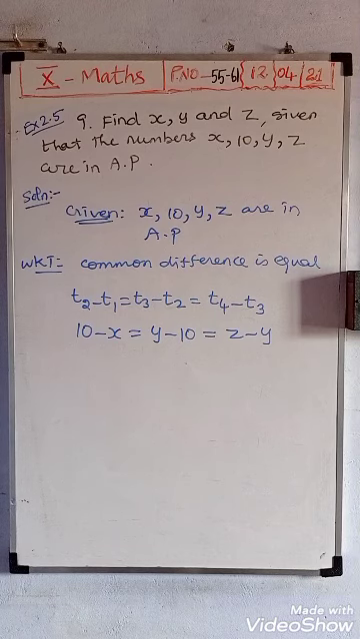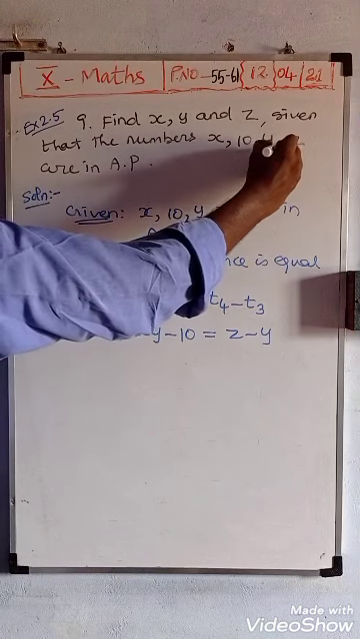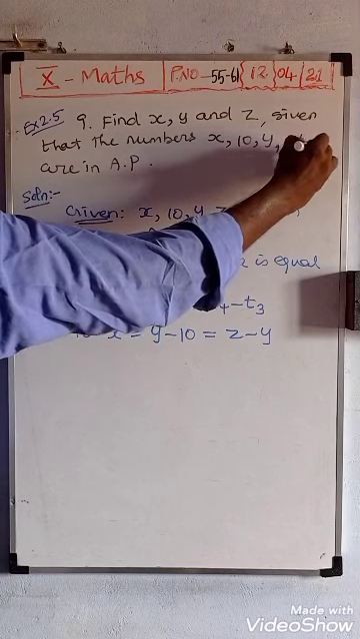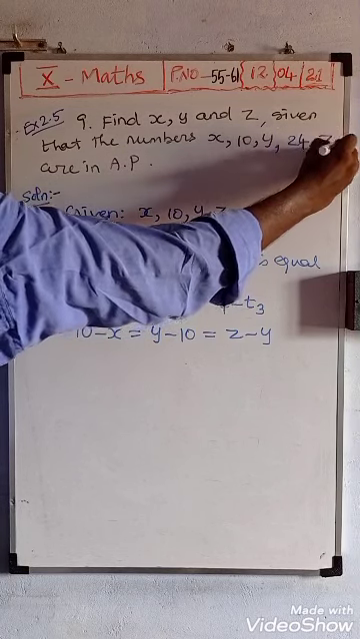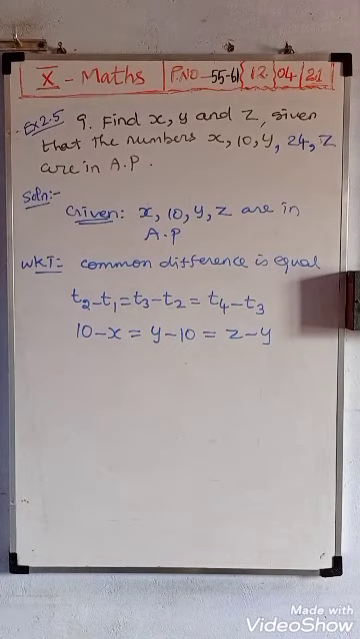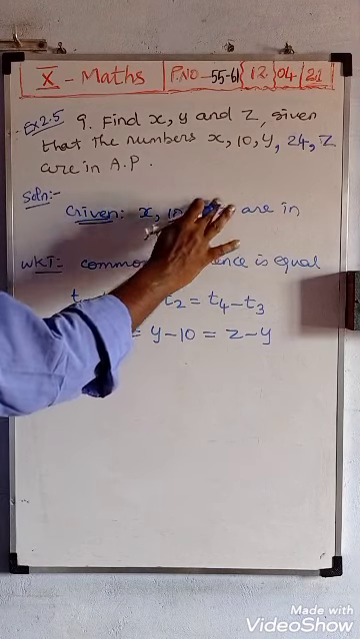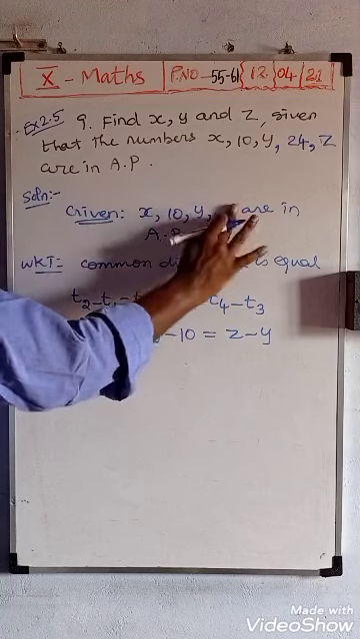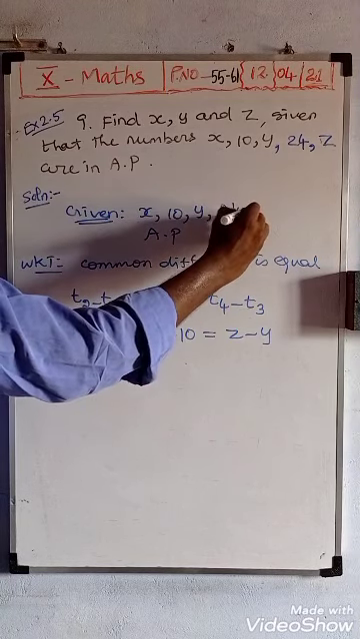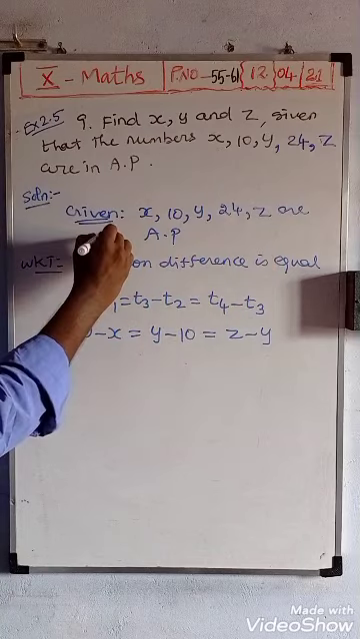Sorry, here it is given before z, here 24 is there, 24 comma z. So one more number is there, 5 numbers are given. So here also x, 10, y, 24, comma z are in AP.